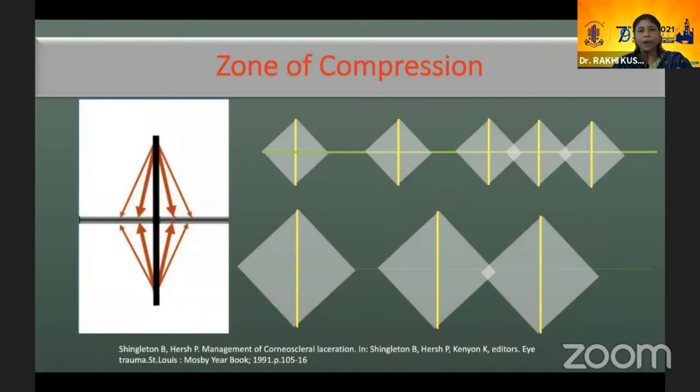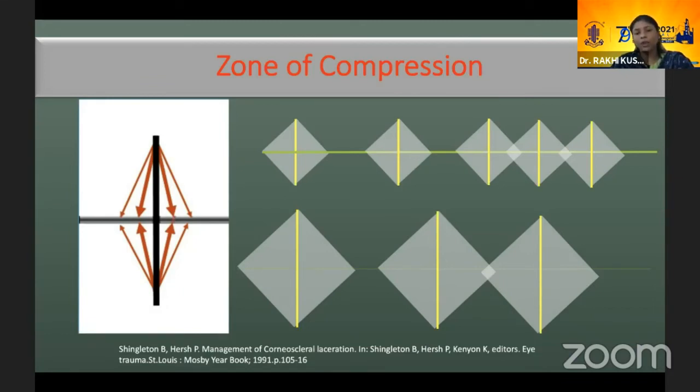Another very important caveat in corneal tear repairs is understanding the zone of compression. When we give a suture on the corneal surface, it creates a zone of compression, meaning flattening all around it. And this zone of compression is in proportion to the suture length. If you're giving a small suture, then the zone of compression would be small. And if you're giving a large suture length, the zone of compression would be large. And what is important in that?